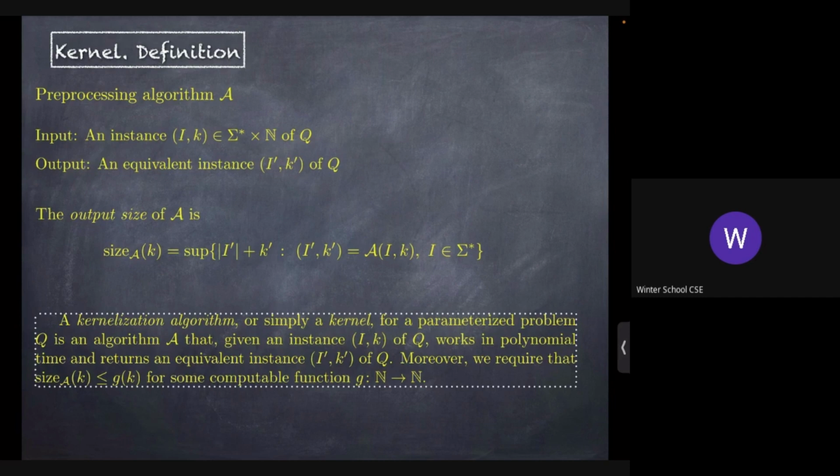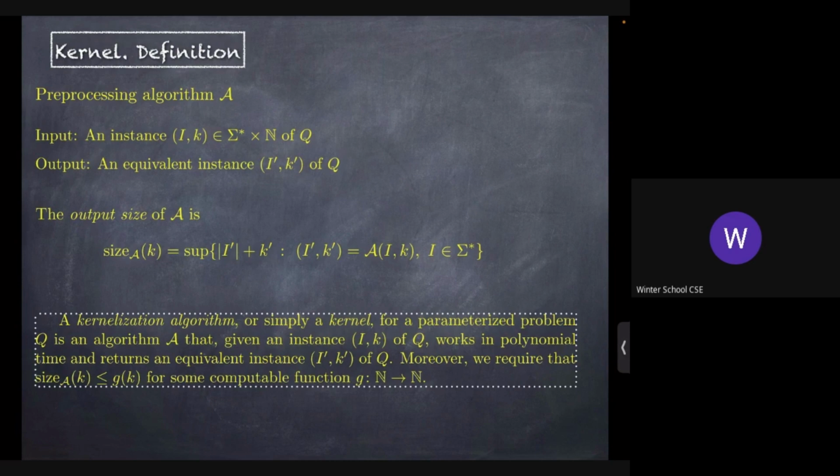So I take a parameterized problem. It's an instance input, and this is the parameter. And then I construct an equivalent instance, and the size of this equivalent instance is bounded by some function of the parameter k here. And yes, this is the definition of the kernel. So the two things: there should be a polynomial time algorithm which produces an equivalent instance, and the size of the new instance should be bounded by a function of the parameter only.